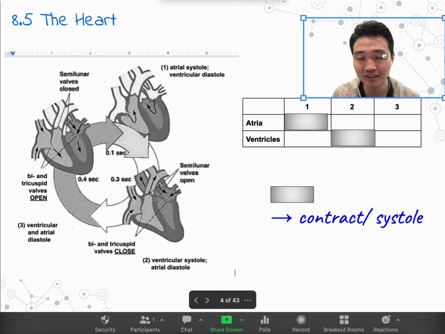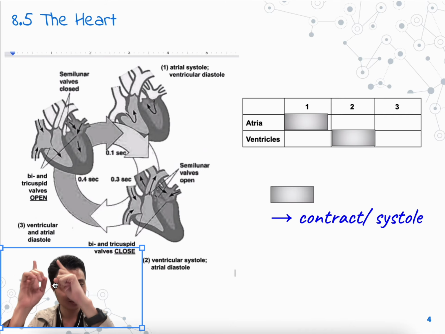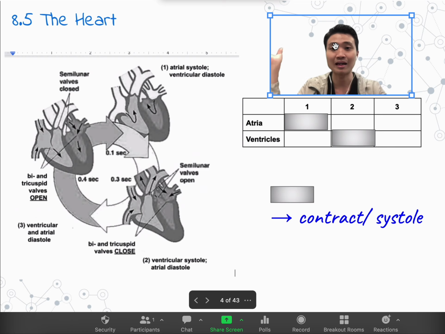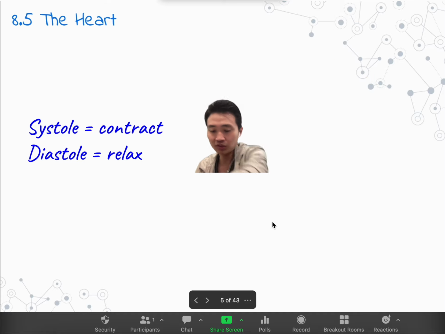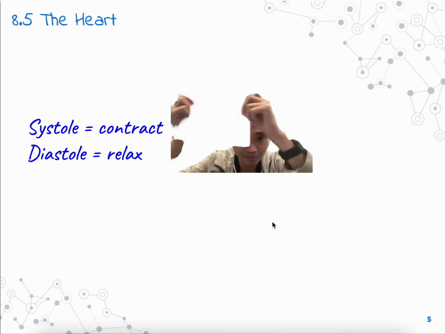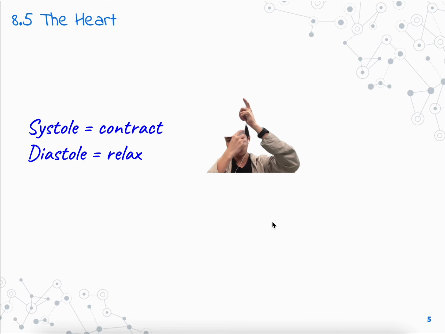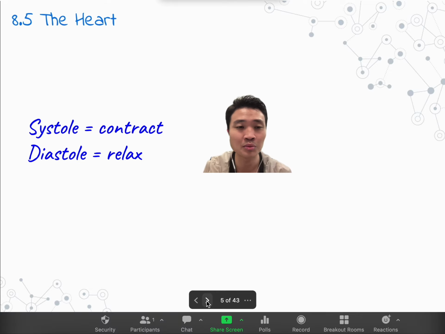And finally, in the third step, everything will relax. Ventricular and atrial diastole. Diastole means relax. So atrium contract, ventricle contract, everything relax. Step 1, step 2, step 3. You should have written this down on page 25 already. Over here, there are boxes, and somewhere here you can write: systole is contract, diastole is relax. So now we learn new words.